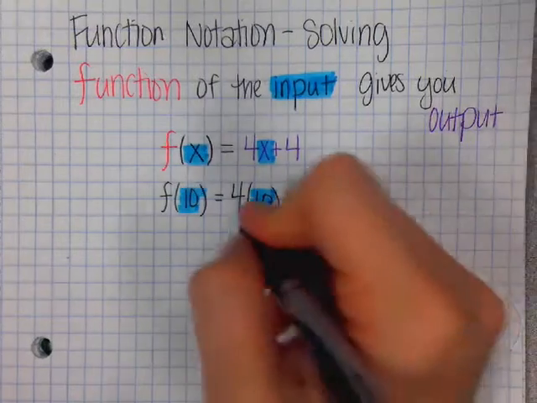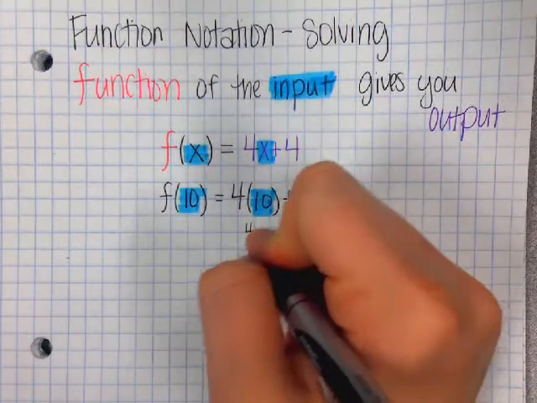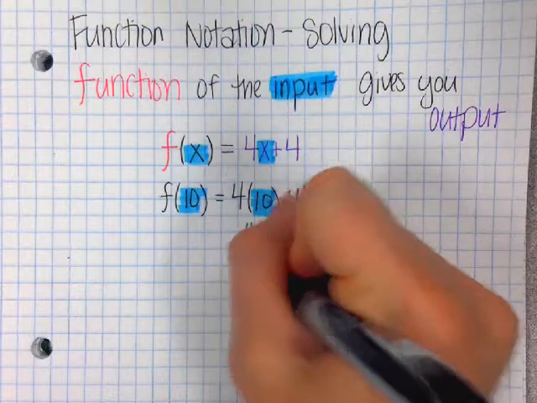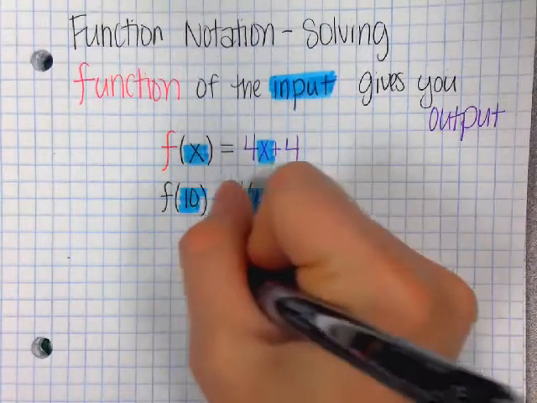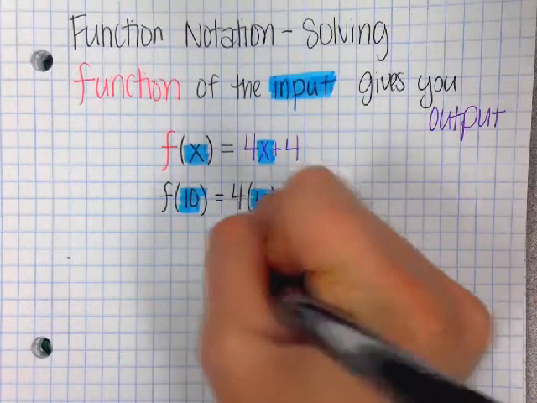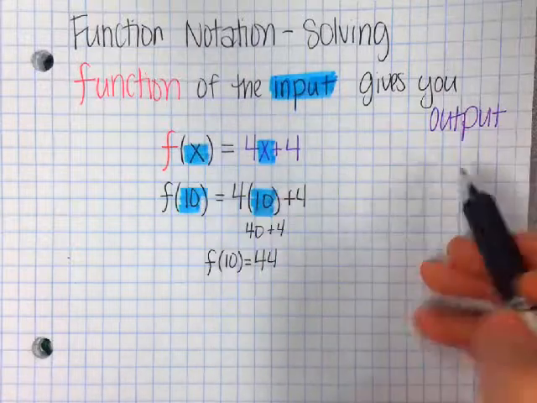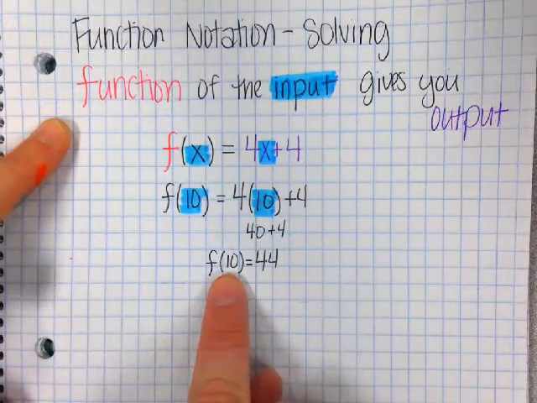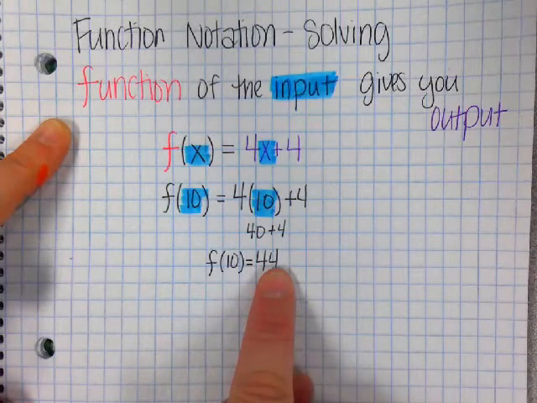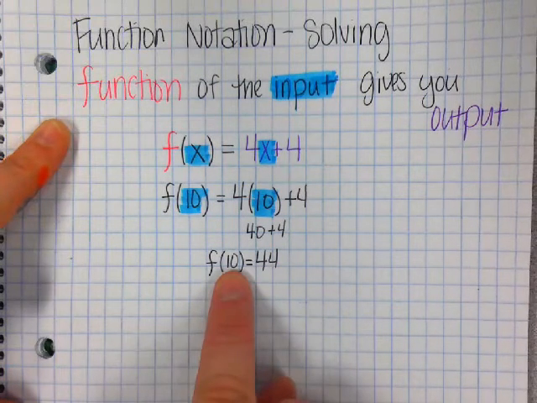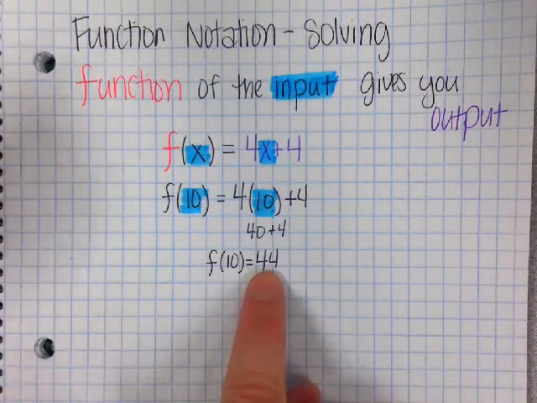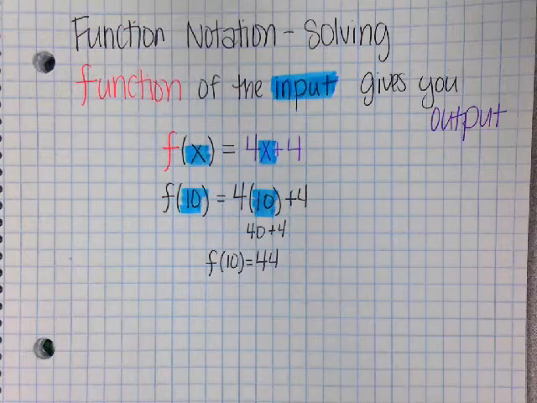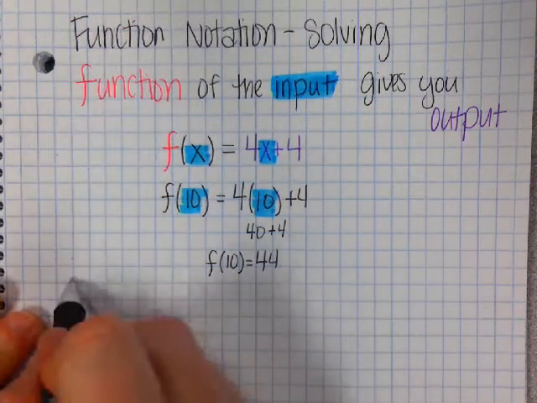So then you're going to do 4 times 10, which is 40, plus 4. 40 plus 4 is 44. So the function of 10 gives you 44 as the output. That's how you read it. So function of 10 gives you 44. Using 10 as your input means that your output is 44. Okay?